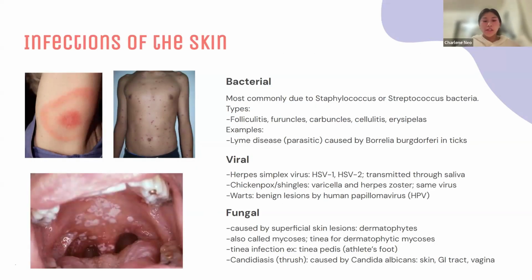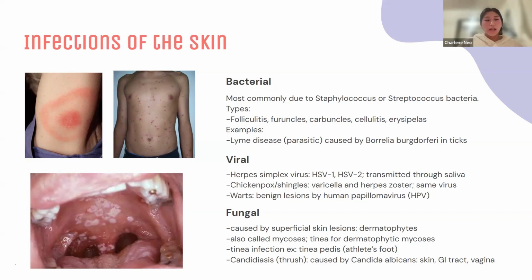Infections of the skin. There are bacterial, viral, and fungal infections. The most common type is due to Staphylococcus or Streptococcus bacteria. The types of bacterial infection include folliculitis, which is infection of the hair follicles, furuncles, which are abscesses of the hair follicles, carbuncles, which are collections of furuncles, cellulitis, which is the infection of the dermis and subcutaneous tissue, and erysipelas, which is an acute superficial infection of the upper dermis.